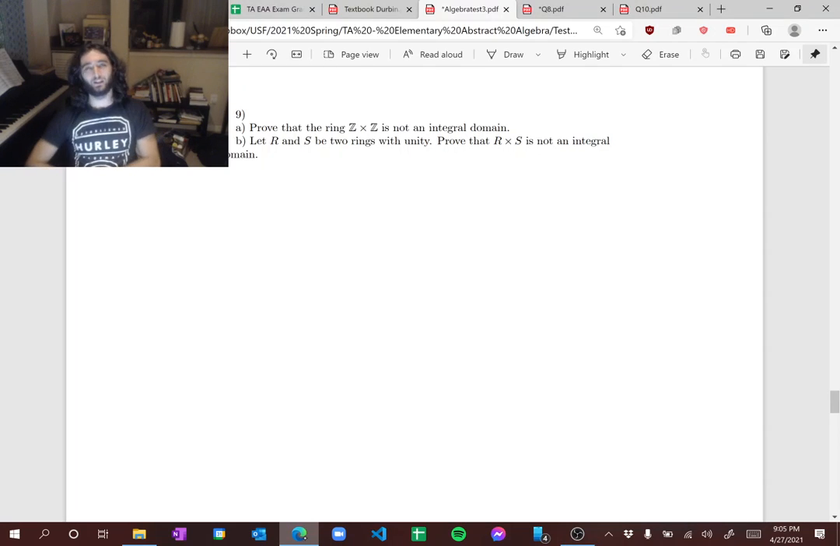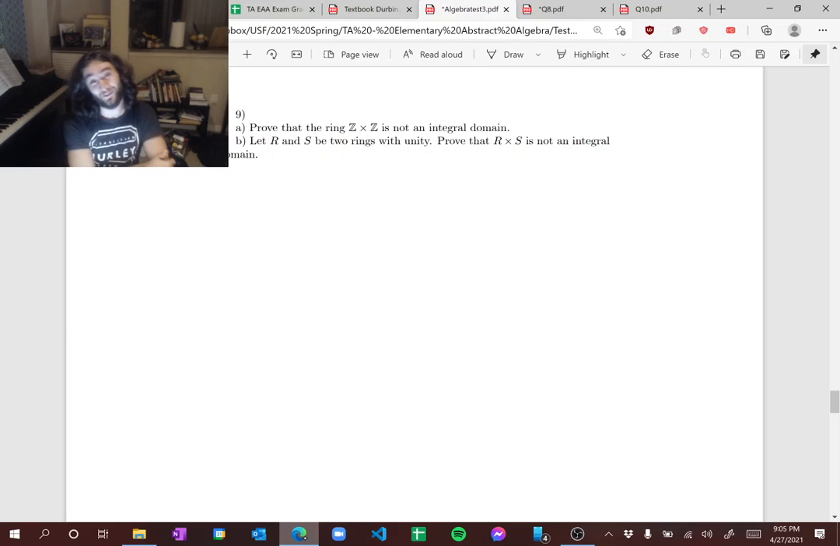Okay. Number 9, prove that the ring Z cross Z is not an integral domain. Now remember, the key property of an integral domain is that it does not have zero divisors, right? To be an integral domain means that you can't take two things that are not zero, multiply them together to make zero, which means if you're not an integral domain, you can do that, right?